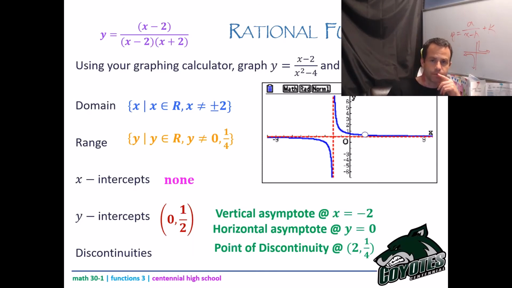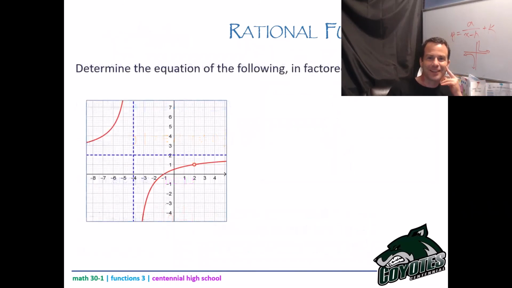Okay, you're starting to feel good? You're starting to feel awesome? Okay, determine the equation for the following. So now we're going to go reverse order, essentially. I've given you the picture. You've got to come up with the equation. You want to write this in factored form, and what you want to remember is every equation that you write has an a value. So you're going to write y equals a, and then all your factors, okay?